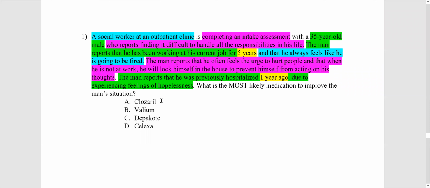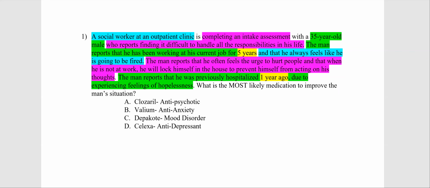So let's break down each of these meds and then we'll compare it back to the question and go from there. Clozaril is going to be that antipsychotic medication. Valium is going to be an anxiety medication. Depakote helps stabilize the mood, so it's a mood stabilizer. And Celexa helps us select the mood, so it's an antidepressant.